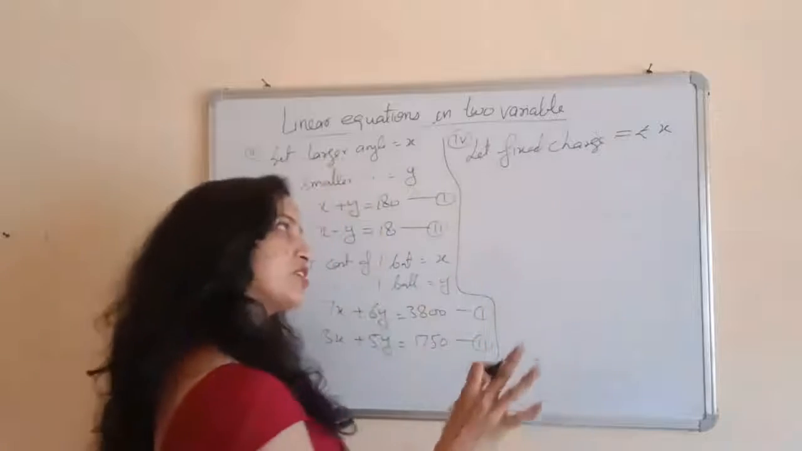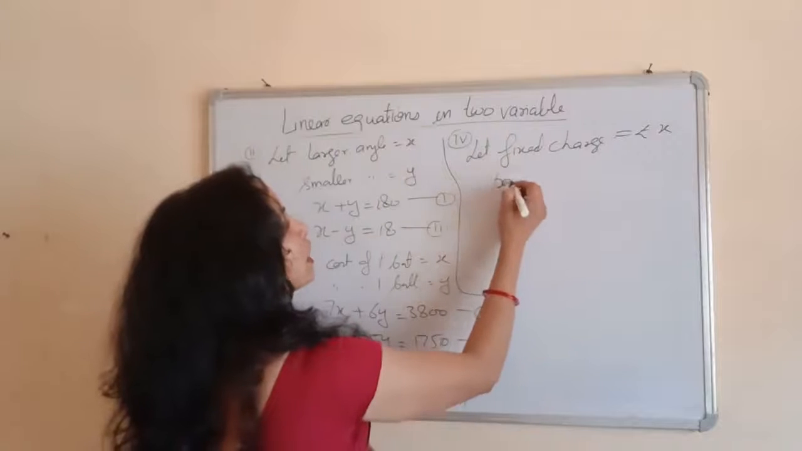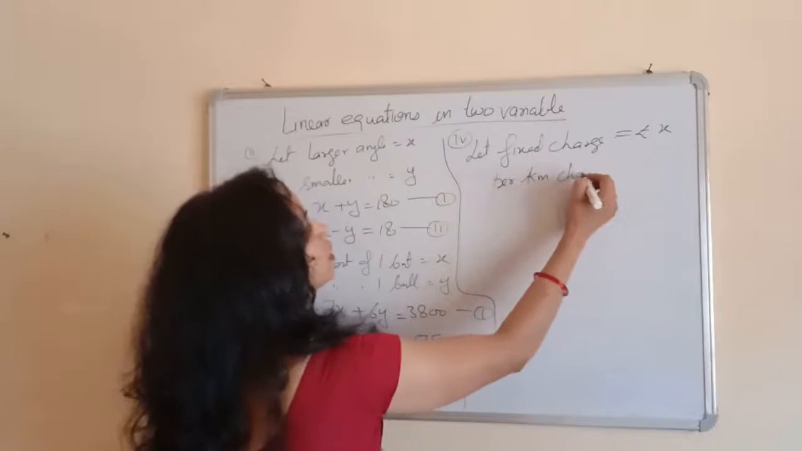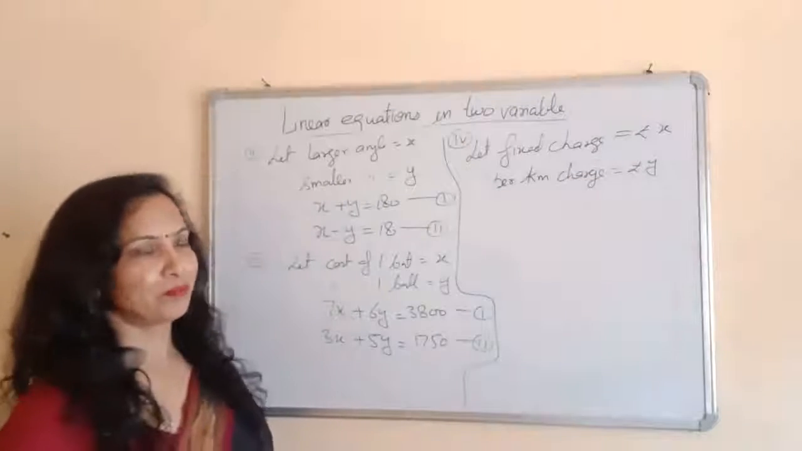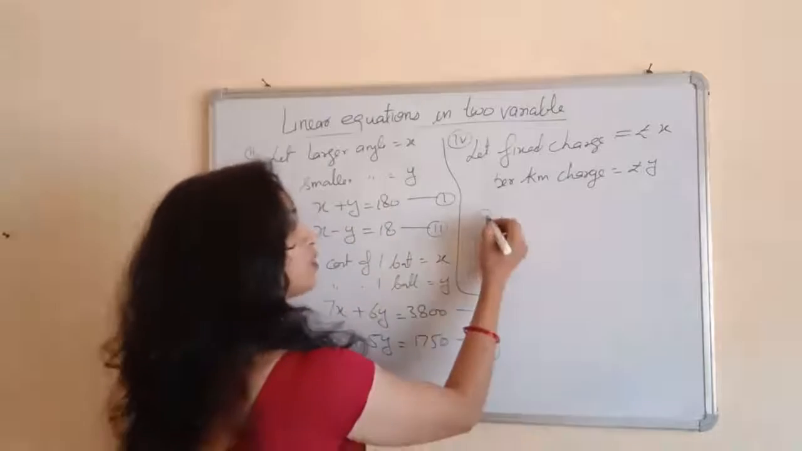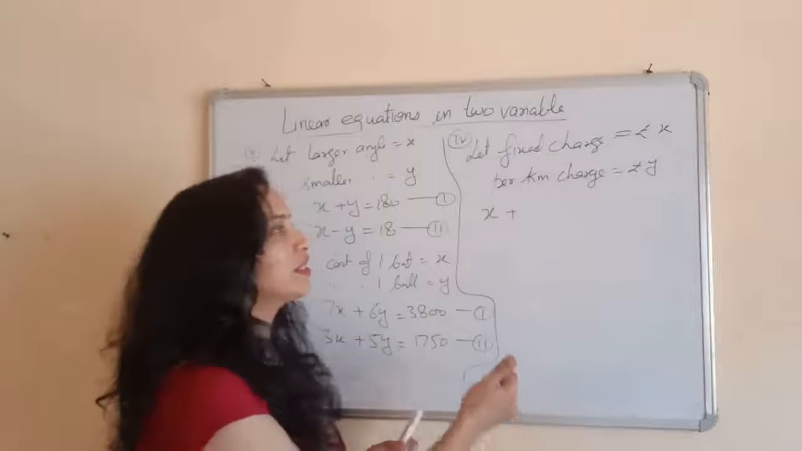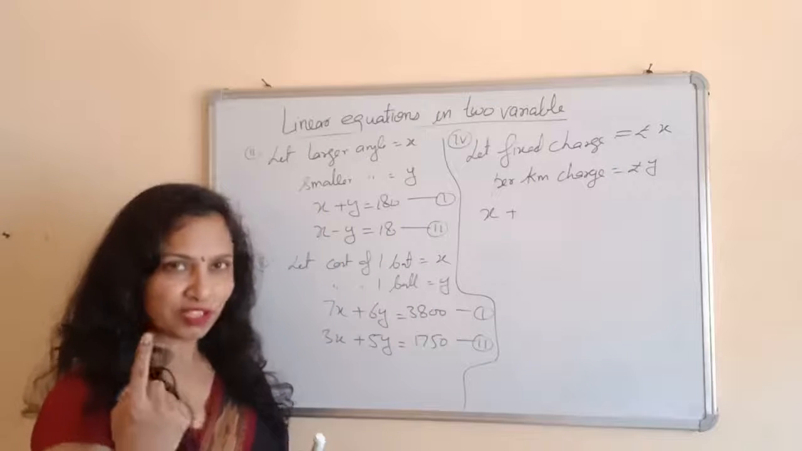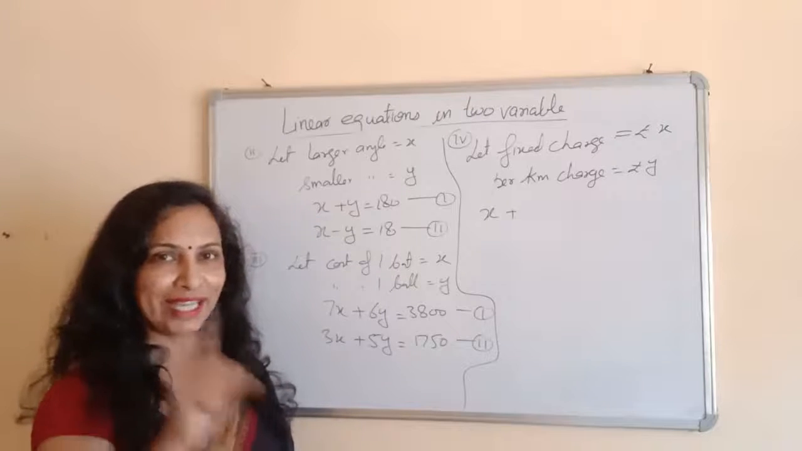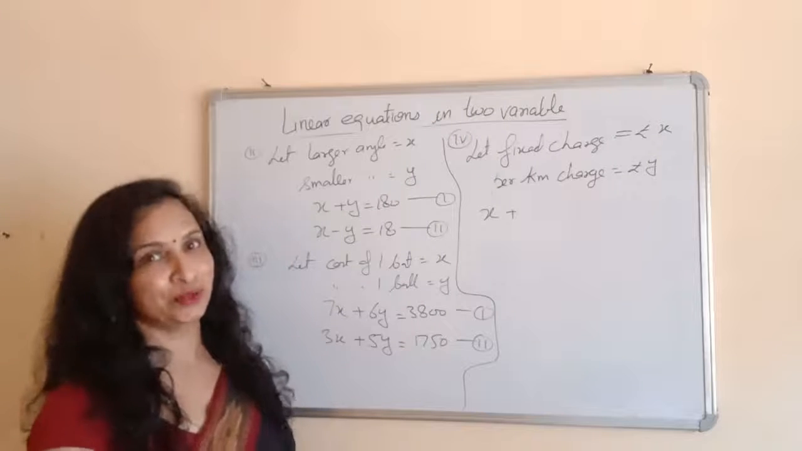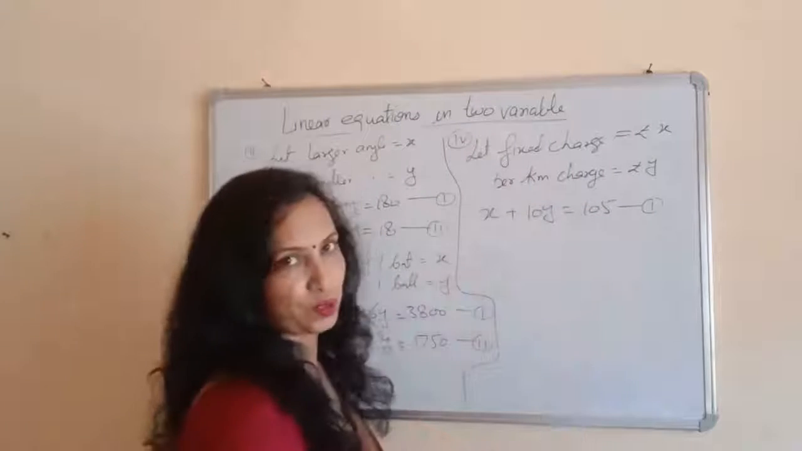So x rupees is a fixed charge. Definitely he will take this fixed charge. And the per kilometer charge depends on the distance covered by you. For the 10 kilometers, x rupees you have to pay. This is a fixed charge. And suppose the driver is taking y rupees for 1 kilometer, then how much will he take for 10 kilometers? He will take 10y rupees. If y rupees are to be paid for 1 kilometer, how many rupees are to be paid for 10 kilometers? 10y. And that is equal to 105 rupees, the total cost.